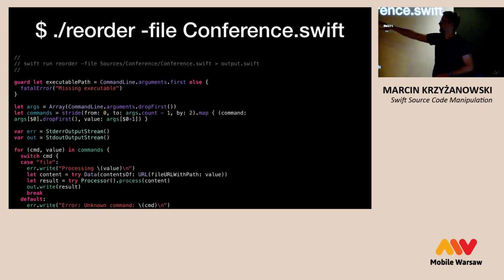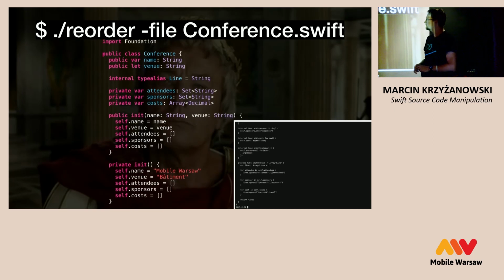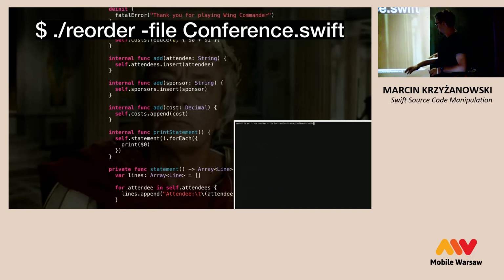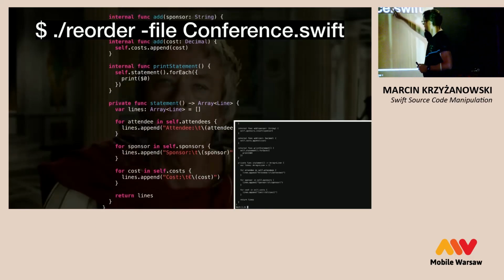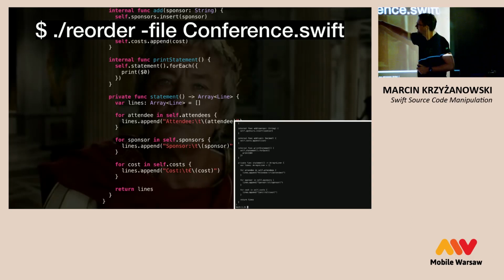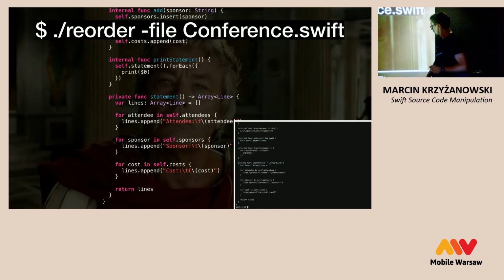The call of the reorder tool I just created is reorder minus file conference.swift, which means parse the Swift conference.swift file, which is shown at the beginning. And I have a working tool. That's how I invoke it. This is the output. No, this is the output. I think. Yeah, this is the output.